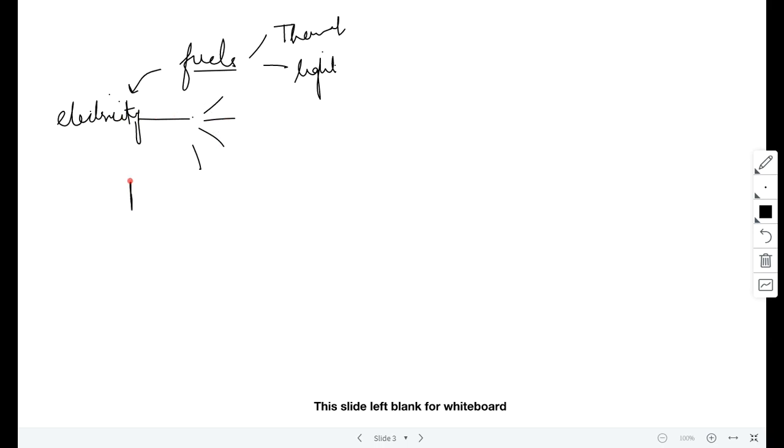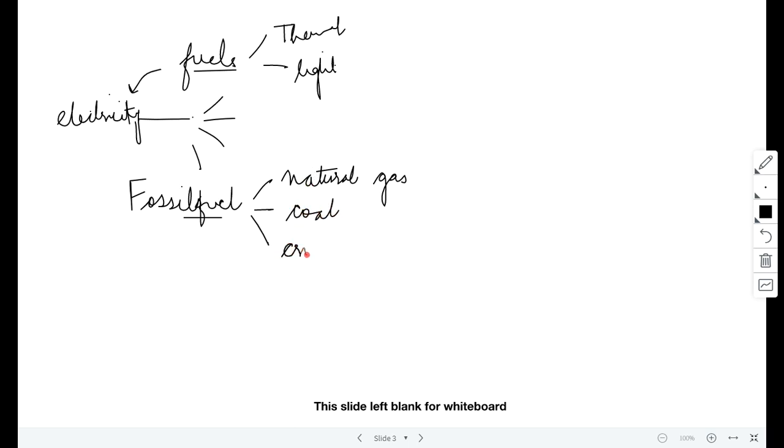So now let's talk about the fossil fuels. Fossil fuels are basically the dead remains of plants and animals. There are three fossil fuels. Can you name them? Natural gas, right. Not nuclear waste. We say coal and crude oil, or the oil also you can say.